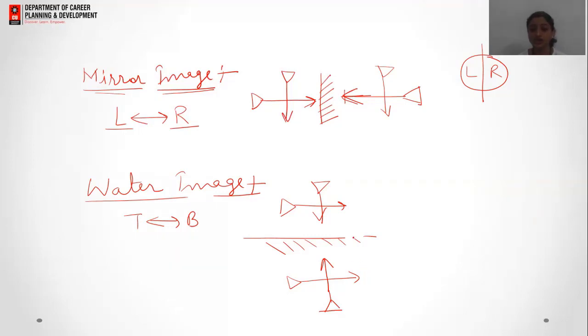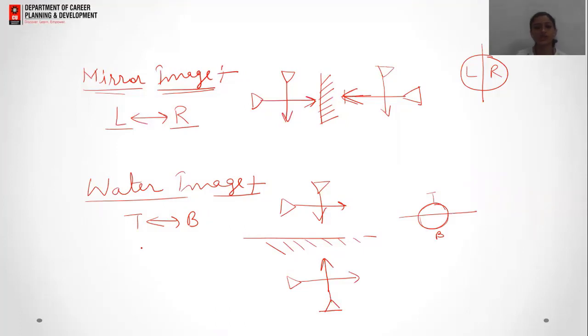And there are some objects or letters whose water image is the same. To find the objects whose water image is the same, if we cut the object horizontally, and the top and the bottom remain the same, it means the water image of that particular object is the same. So just remember that in mirror image, left becomes right and right becomes left. In water image, top becomes bottom and bottom becomes top.